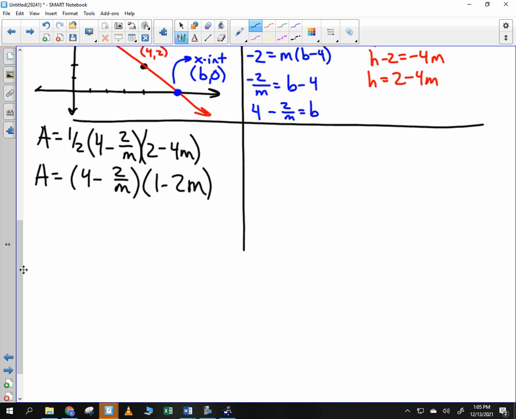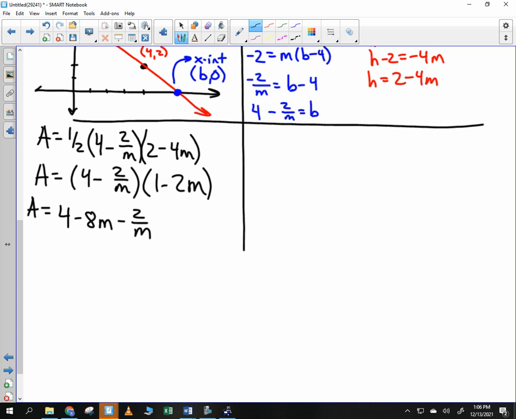Now, I don't want to take the derivative like that. That looks really tough. I would have to use the product rule, so let's just multiply it all out. So area is equal to, and this works out pretty nice, 4 times 1 is 4, like that. 4 times negative 2m is negative 8m. Negative 2 over m times 1 is negative 2 over m.